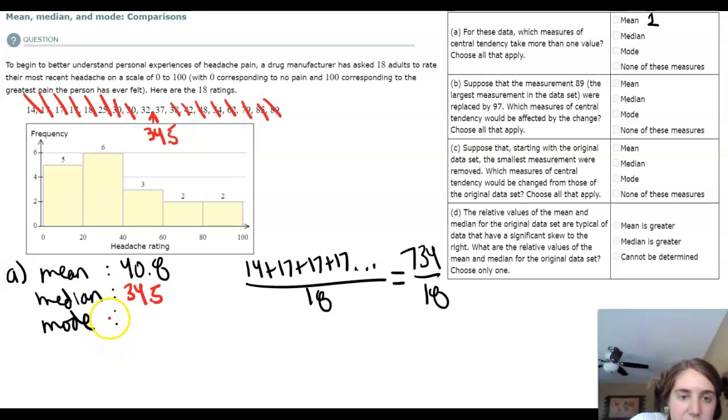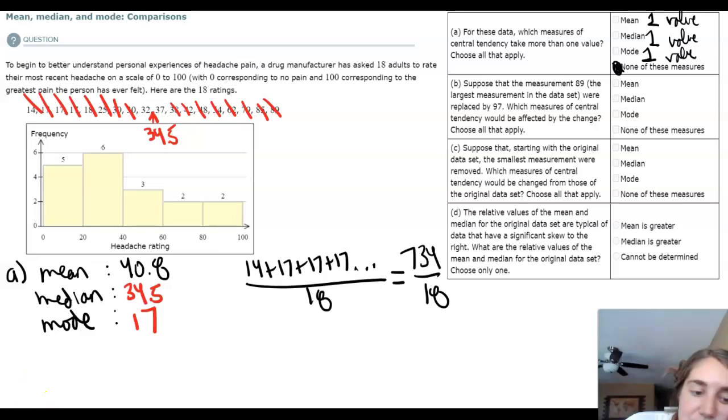And then my mode would be if any number occurs more than once. So let's think about this. Which of these numbers occur more than once? And 17 occurs more than once. So all of these numbers just occur once, or all of these numbers have one value. So our answer would be none of these measurements.